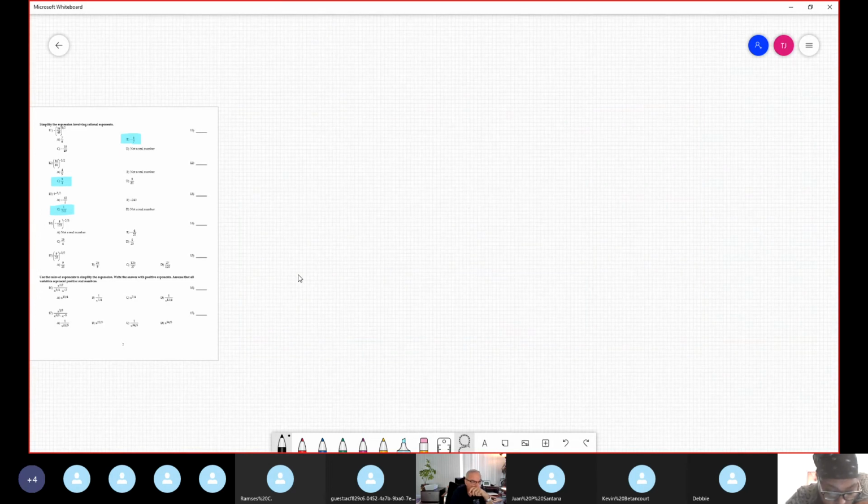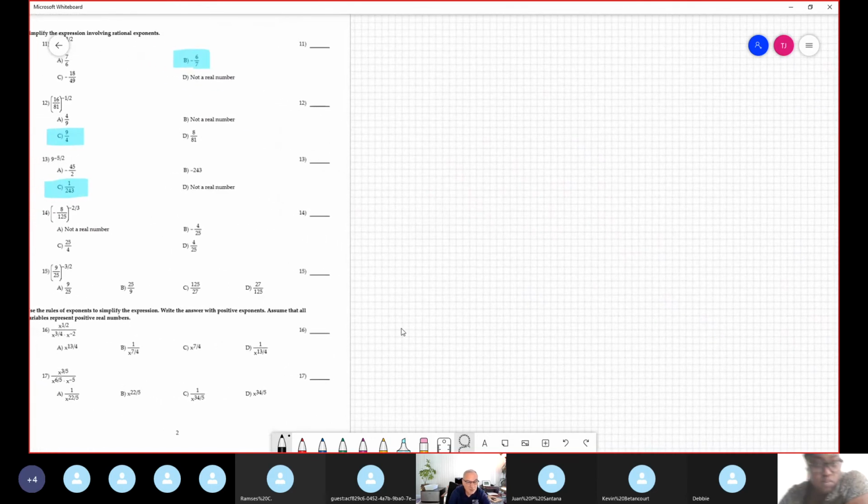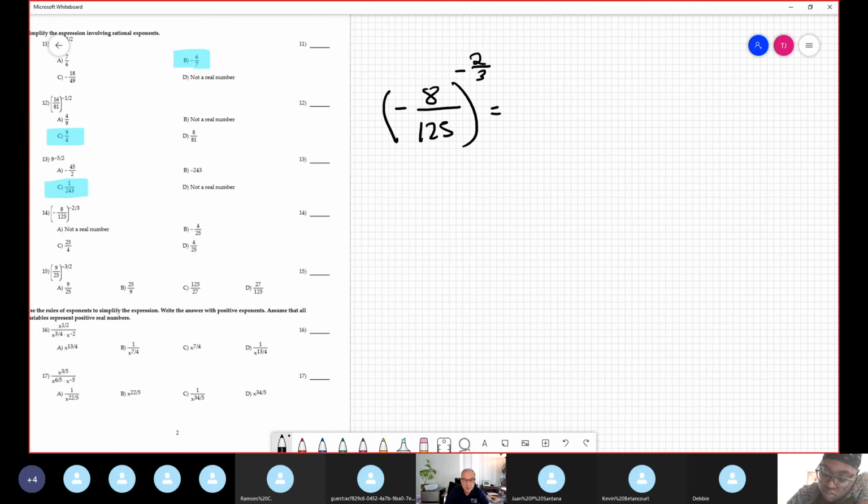Let's move on to 14. 14 says, big parenthesis, negative 8 over 125 raised to the negative 2/3. Wow. Too many negatives. But I don't care about this negative. This negative is not important. This negative I continue keeping. But this negative means reciprocal. So you copy: this is negative 125 over 8. Flip it, over positive 2/3.